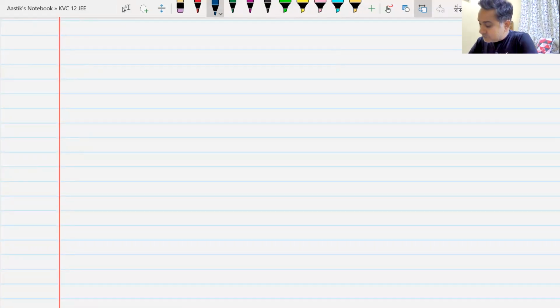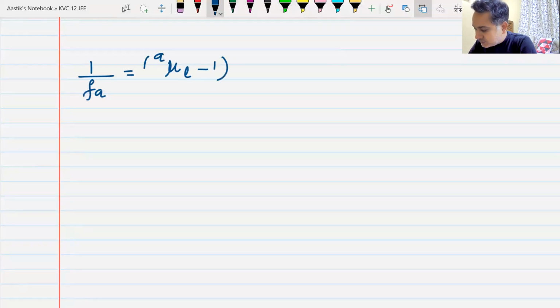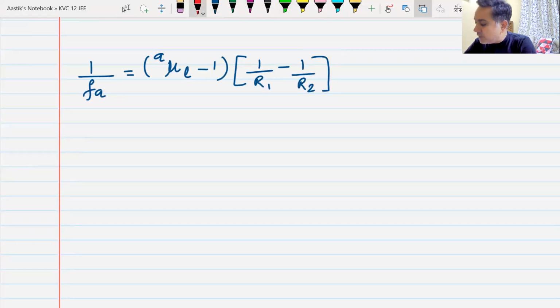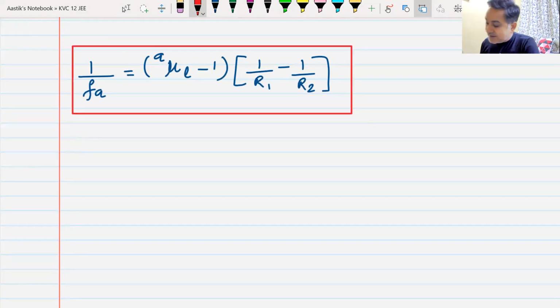1 by FL, or 1 by FA, focal length in air, will be equal to mu of the lens with respect to air minus 1 times 1 by R1 minus 1 by R2. This is the lens maker's formula for the focal length of the lens in air, or with respect to air. Now, if I have this lens surrounded by a medium, what would the formula be?